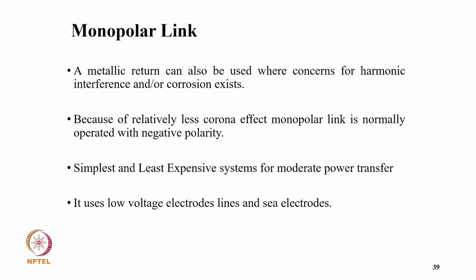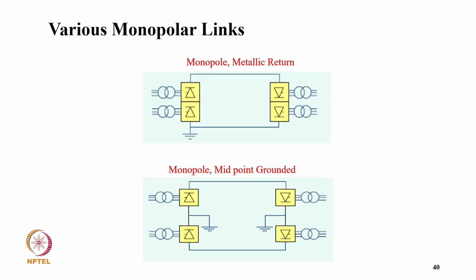Because of relatively less corona effect, a monopolar link is normally operated with negative polarity. It is the simplest and least expensive system for moderate power transfer, and it uses low voltage electrode lines and sea electrodes. So you can see here how the monopolar metallic return is shown, and how the monopolar earth return is arranged.